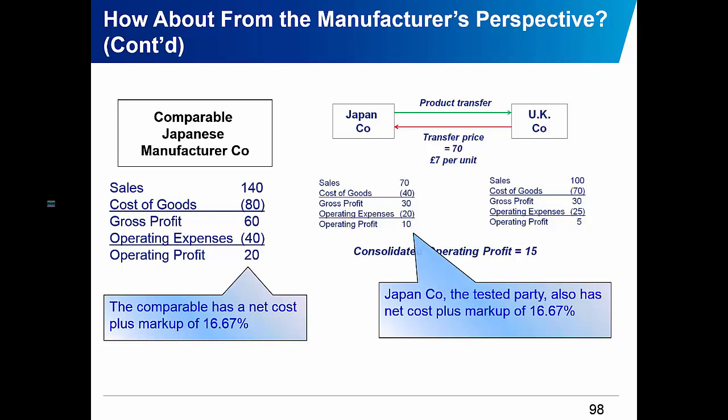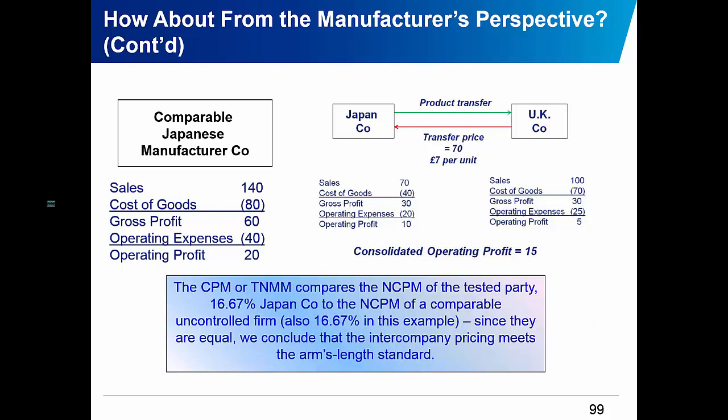Now, in reality, if we were going to really do this analysis, we'd want to find more than just one comparable firm. We'd want to find a whole bunch of them, see what the range of results is on that side of the transaction, and see whether our 16.67% is in that range. So the transactional net margin method, the comparable profits method, both of these in this case are comparing the net cost plus markup of the tested party to the net cost plus markup of a comparable, and this is very important, uncontrolled firm. So this firm does not have transfer pricing issues. Its profit and loss statement is not distorted at all by the possibility of a bad transfer price.